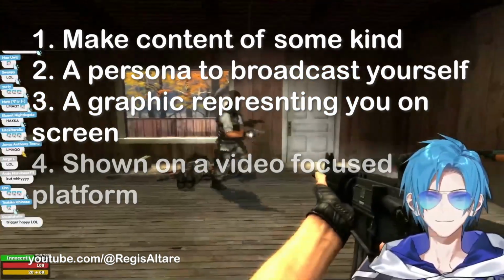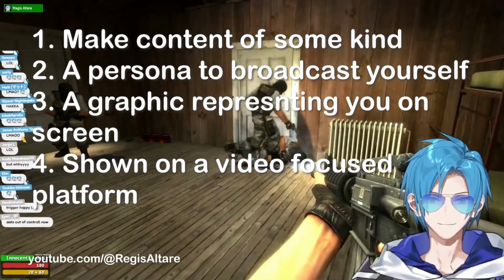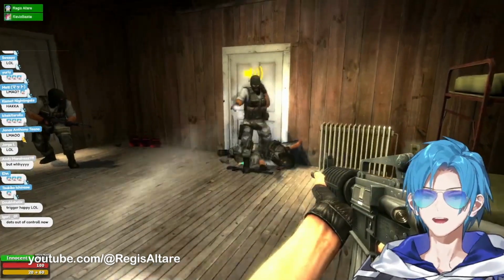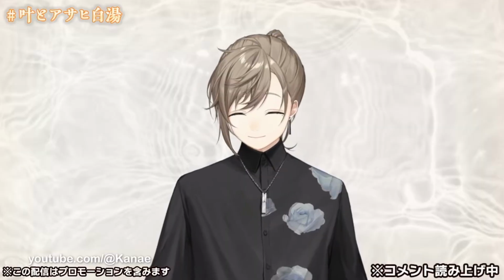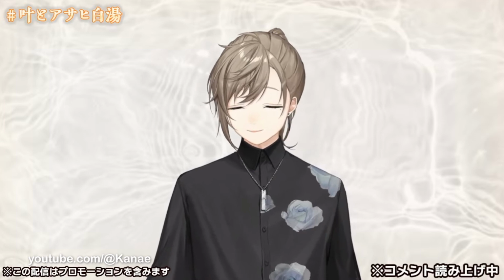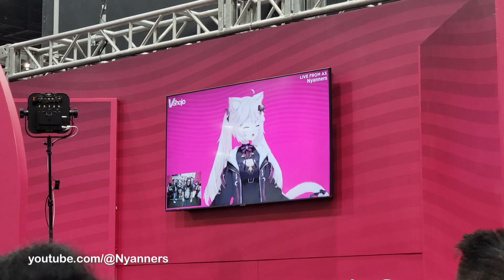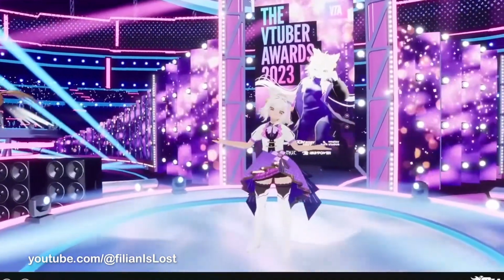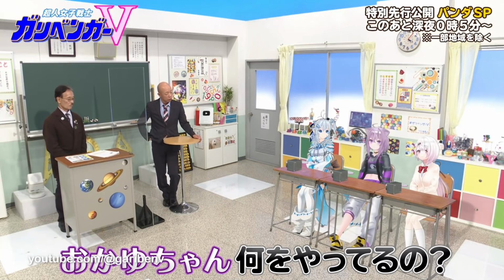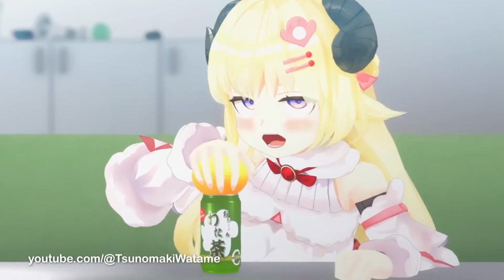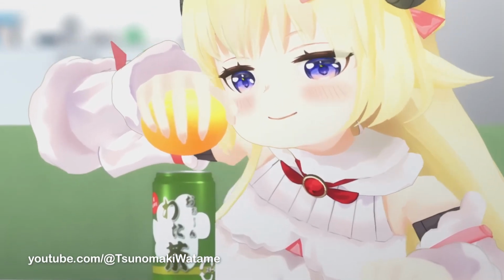Fourth, the content must be shown on a video-focused platform. VTubers were born on a video platform site, and their content exists as such, including at live performances, convention appearances, and special events like being an ambassador or appearing on a broadcast as a guest. Most VTubers use the platform as a performing art, but it's not limited to such.